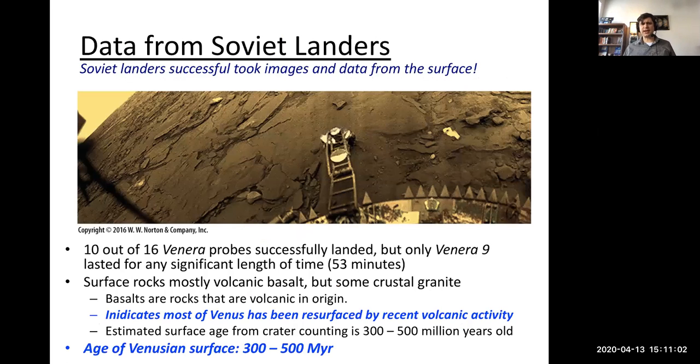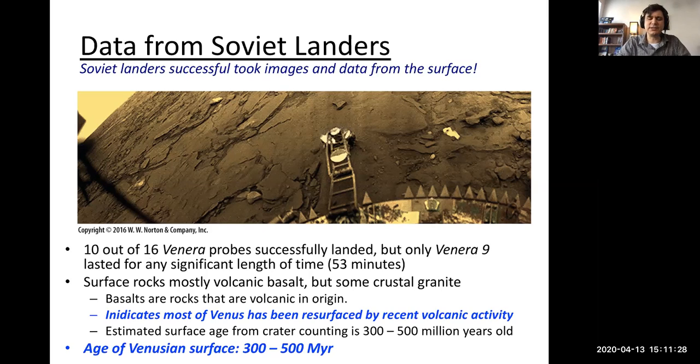What is the surface like? How do we know that the surface is volcanic? Well, we know it's young and not very much else can resurface, but we know that it's volcanic because the USSR sent 16 probes to Venus called the Venera probes. 10 out of the 16 of them survived their descent through the thick atmosphere, landed on the surface.